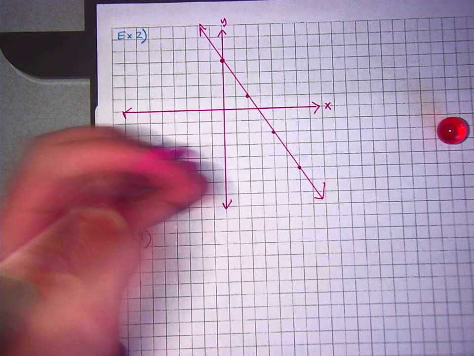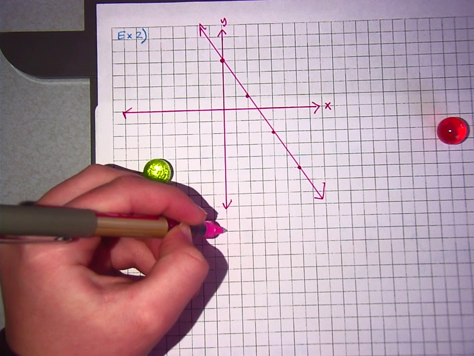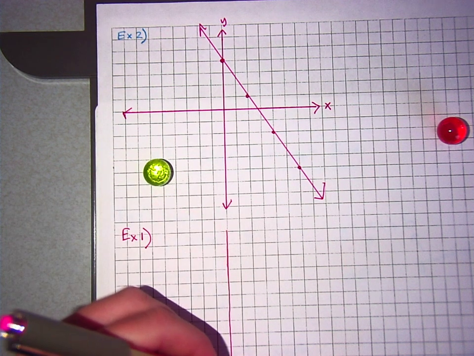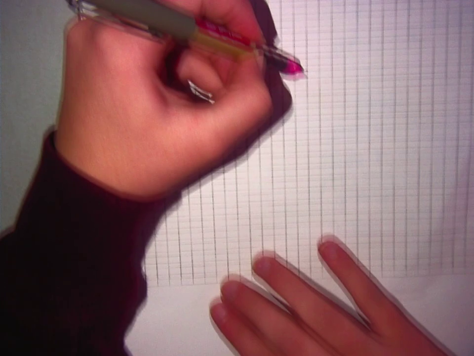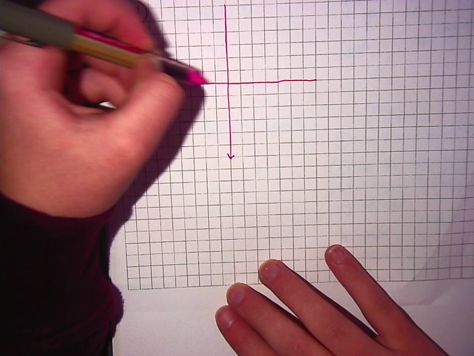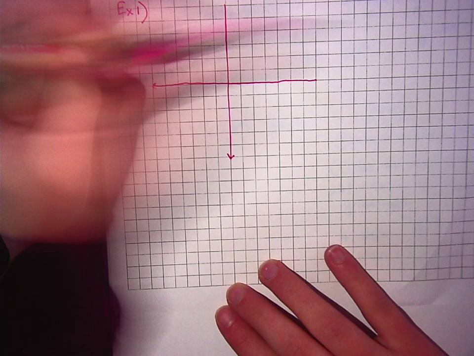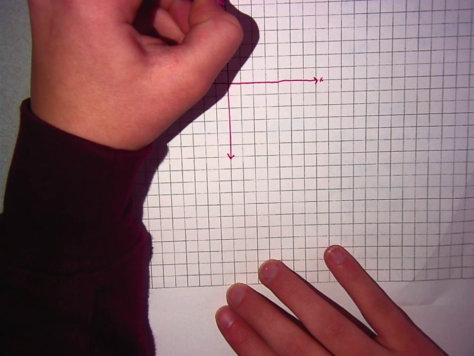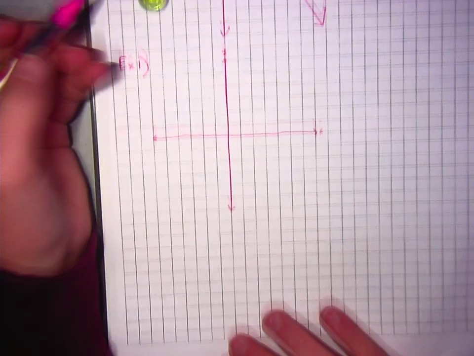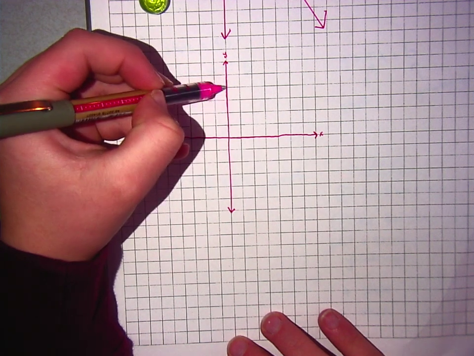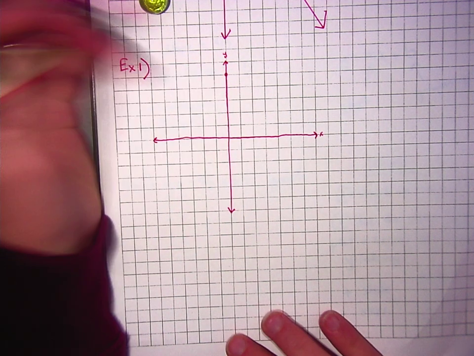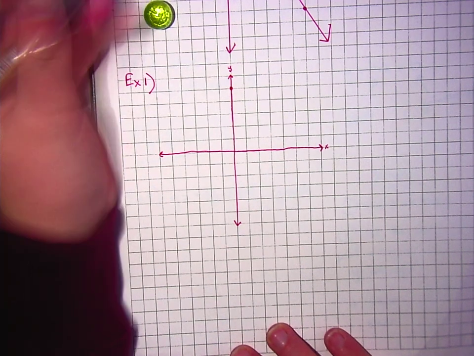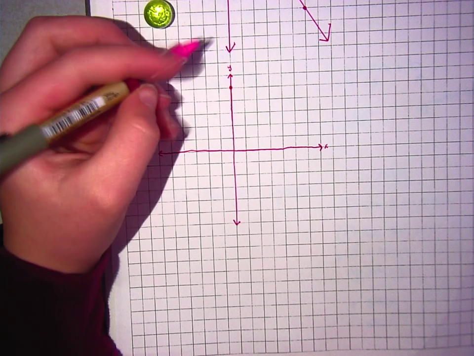I suck at drawing. So the y-intercept is 5. Let me draw the graph real quick. So the y-intercept is 5, so you'd go up 5. And then for 4/7, you'd go up 4, and then 7 spaces to the right. I didn't give myself enough space. It's okay if it overlaps the other graph.